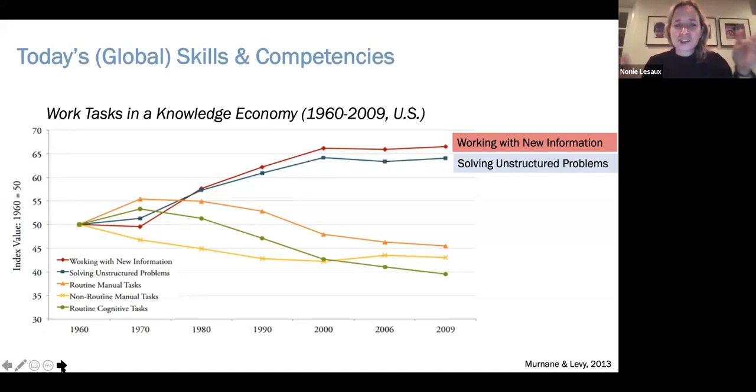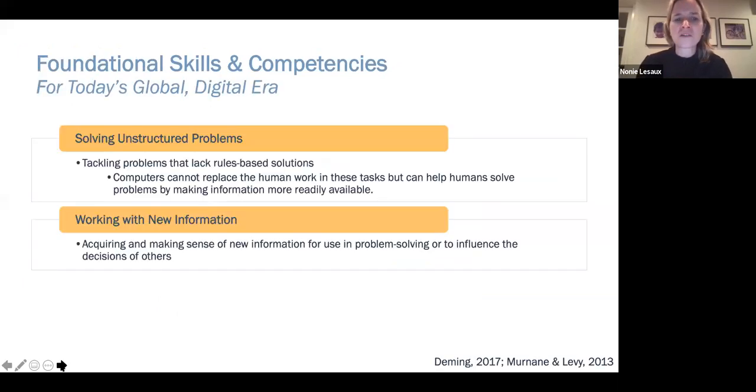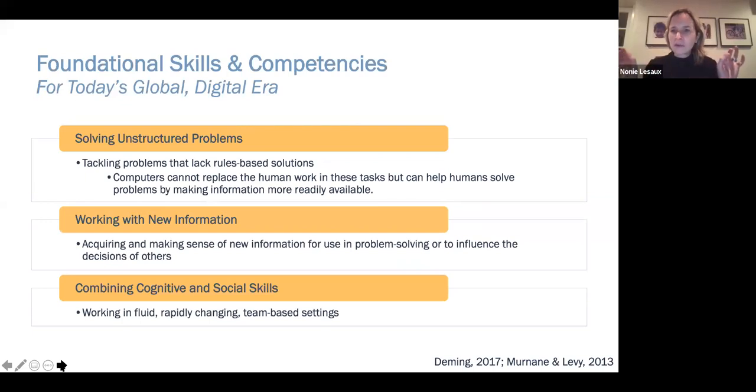That it's not even just the manual labor that has been taken over, but even some of the lower level cognition is better done by the machinery, right? So now we have a workforce and an economy, a knowledge economy, where we're asking for competencies around working with new information and solving unstructured problems. And if we take that a step farther, there's one more skill set, which is our ability to combine the cognitive and the social skills.